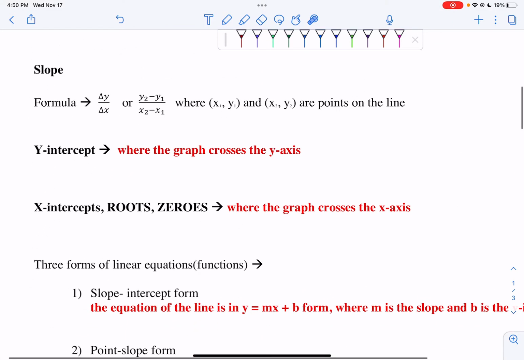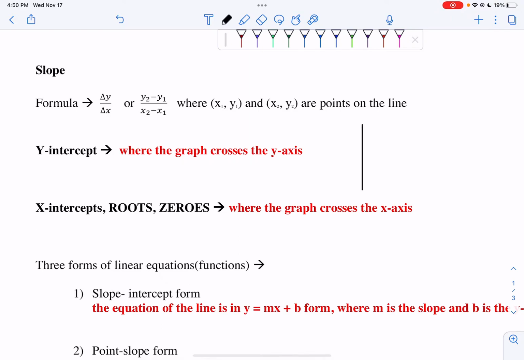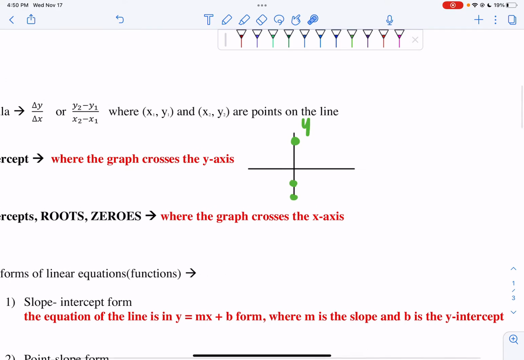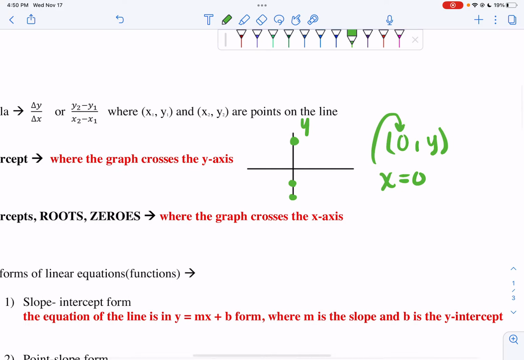Your y-intercept is where your graph crosses the y-axis. So when I have a y-intercept, it's going to look something like this. I could have my y-intercept right here, could be here, could be here. And the reason why we call it a y-intercept is because it crosses the y-axis. Okay? We can recognize it as an ordered pair because it's when x is equal to 0. So let's write that down. When x is equal to 0.